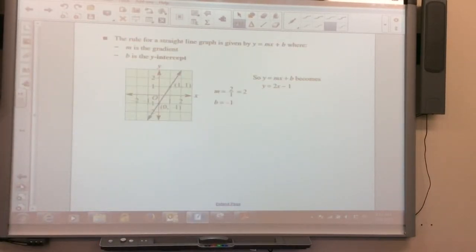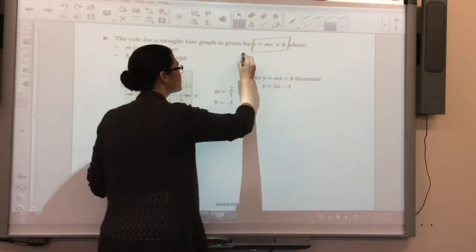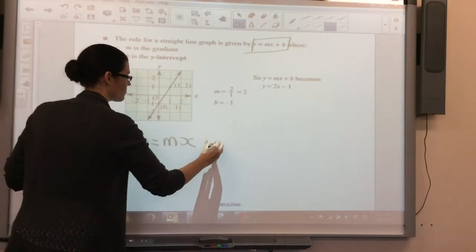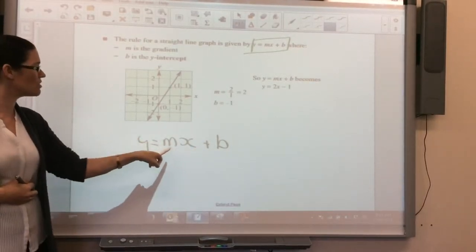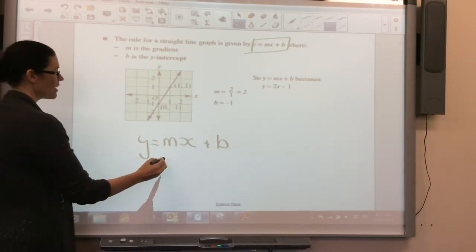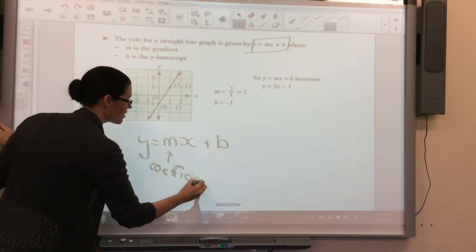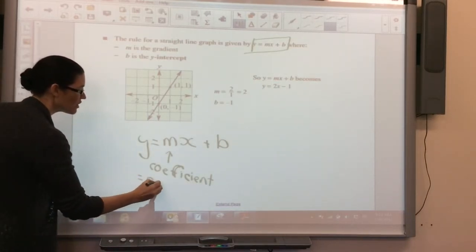So what you should notice is this rule, which we should have already written in our book last lesson. Actually no, we didn't write it down. So this is where we're heading from last lesson. We were always looking at what's happening in front of the x, and what's happening as the constant. So the coefficient, what does coefficient mean? The number in front of the letter. So the number in front of the x, writing this down, Callum, so you can remember. The number in front of the x is going to be the gradient.